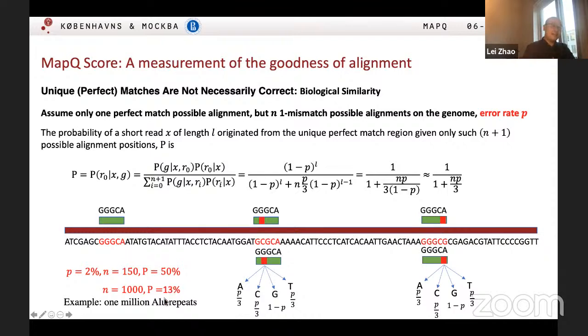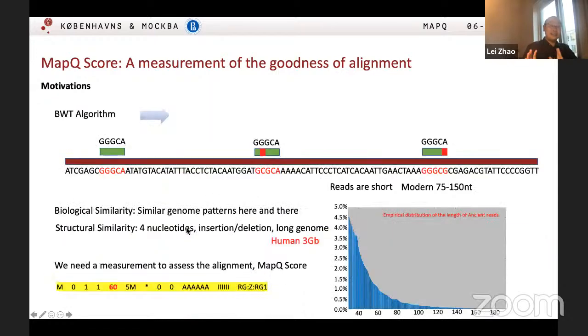But let me give you an example: the Alu repeat in the human genome has about 1 million copies. So if you are unlucky and want to align short reads from the Alu repeat region, there will be about 1 million possible positions you can align to. And if there is only one perfect match position, this value can be very small.